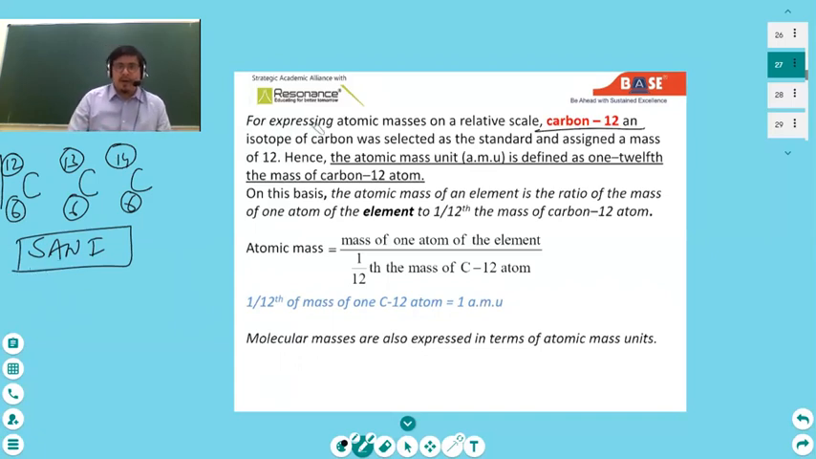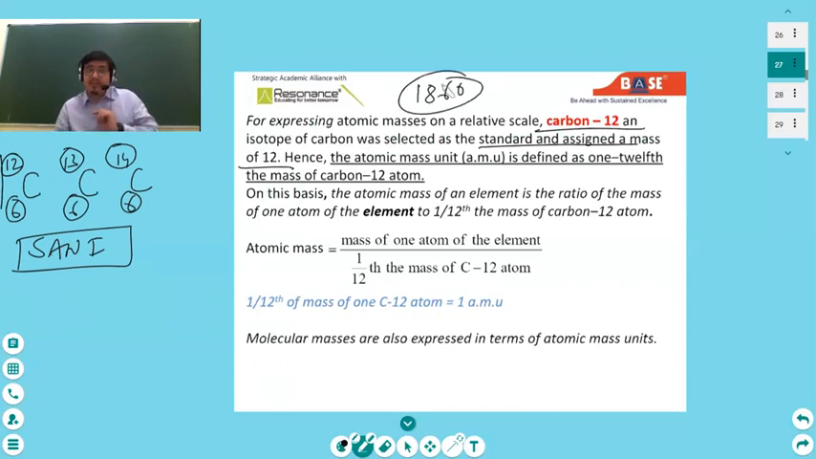So for expressing atomic mass, a relative scale is used. The carbon 12 isotope was selected as the standard and assigned a mass of 12. This is around 1860. At that time mass was assigned 12, keeping in mind atomic number and 1. Later, when the mass spectrometer, an analytical chemistry tool, was developed, we found out the exact mass of carbon. We will discuss that later.